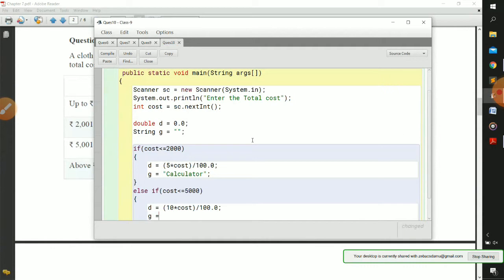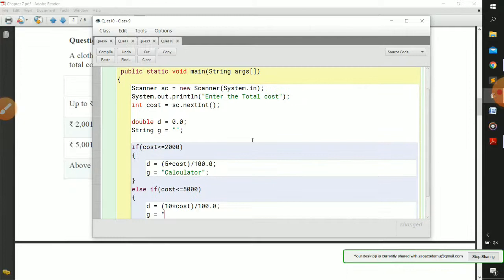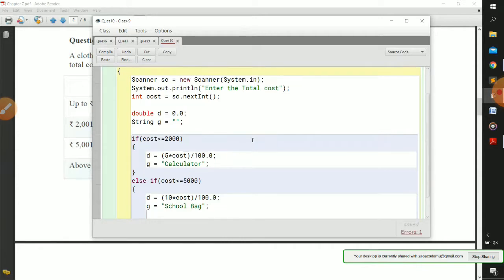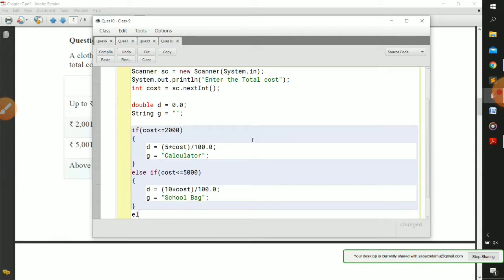and you will be getting the gift as your school bag. School bag will be your gift. Okay, this is about the second situation. And for the third one, else if our cost is less than or equal to, see how much is the cost?